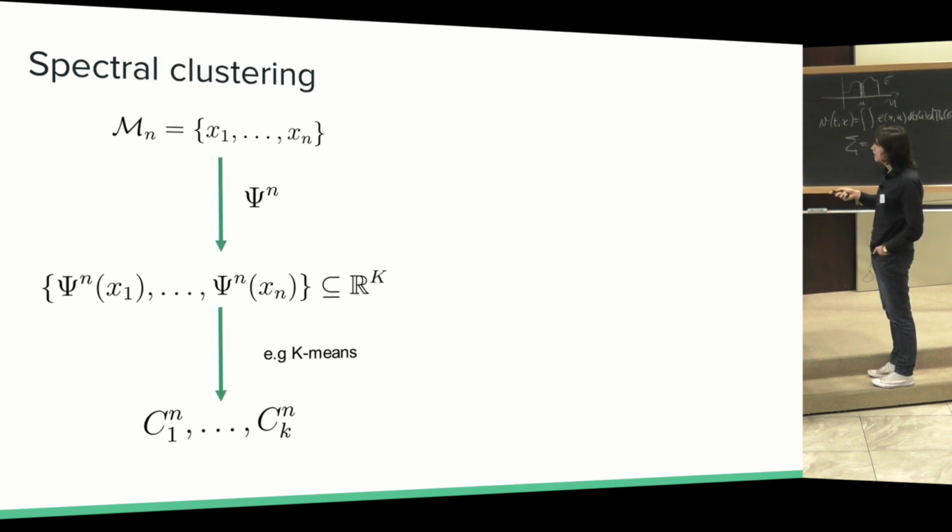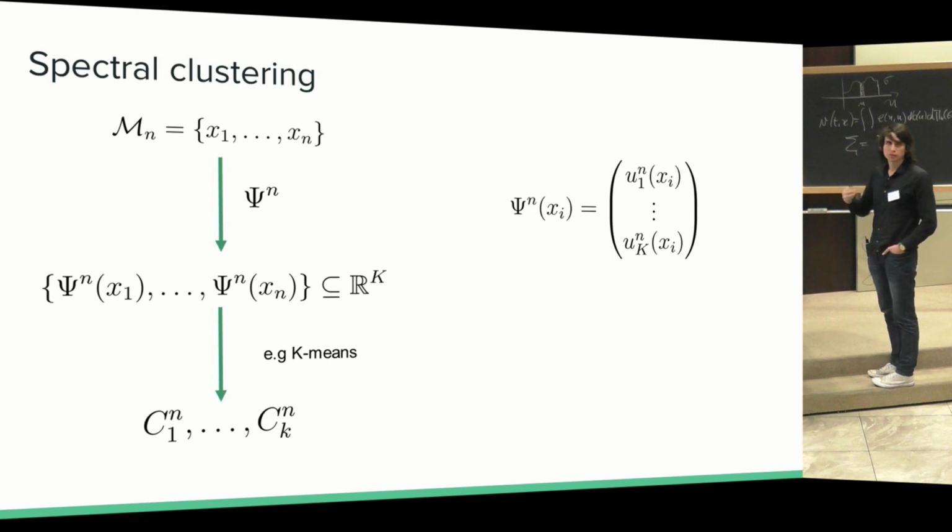So you map the data set to R^k. The way you produce that embedding, so each data point is mapped to a vector, is by evaluating the first k eigenfunctions of the Laplacian. Each of these u_i is an eigenfunction of the graph Laplacian. Once you have embedded the data like this, then you do something like k-means.